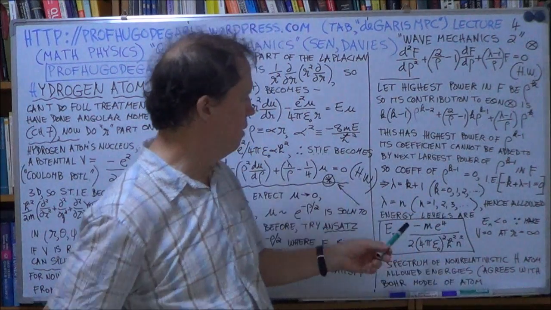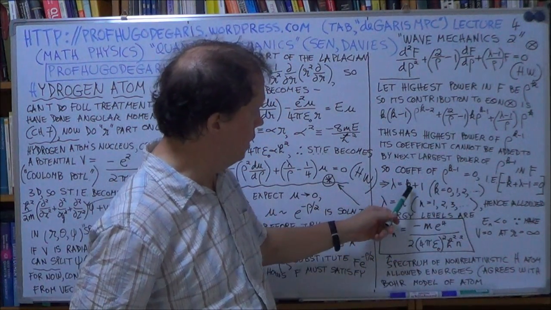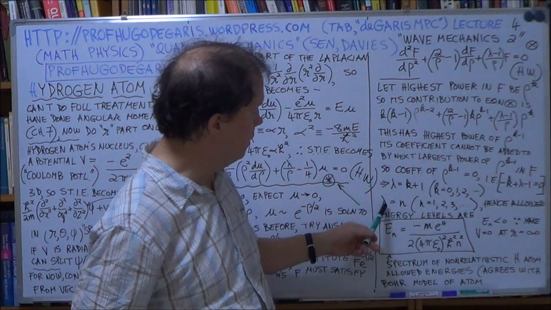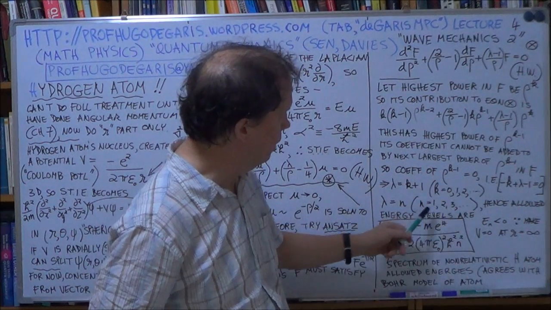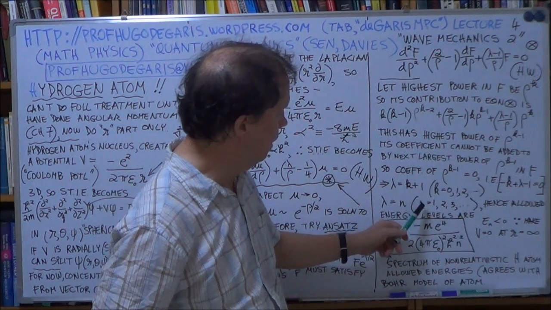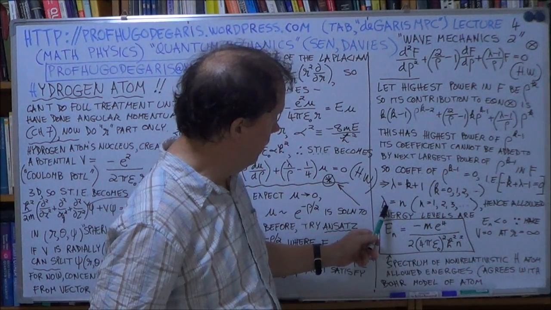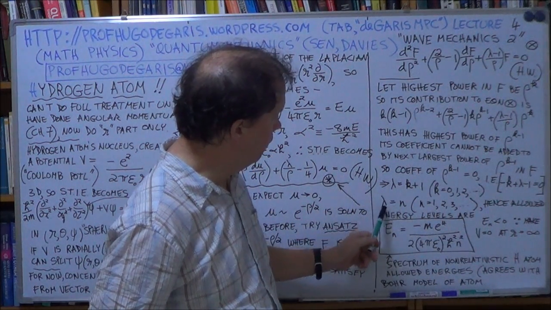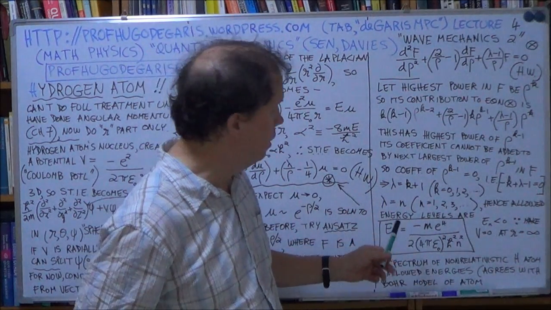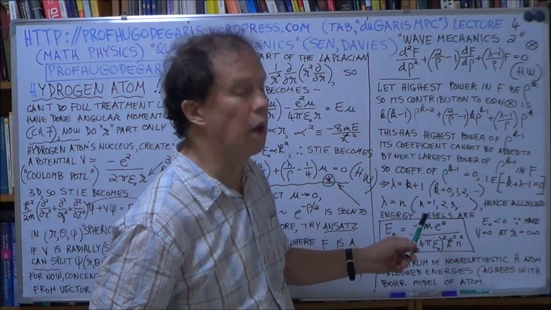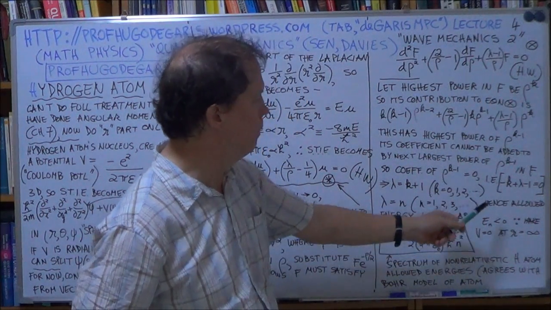That's a bit inconvenient, so let's rewrite this. k is just an integer. So let's rewrite this as lambda equals n, but n starts at 1, not 0. So n is 1 larger than k. So we've deduced that lambda is equal to a positive integer, starting at 1, 2, 3, the natural numbers.